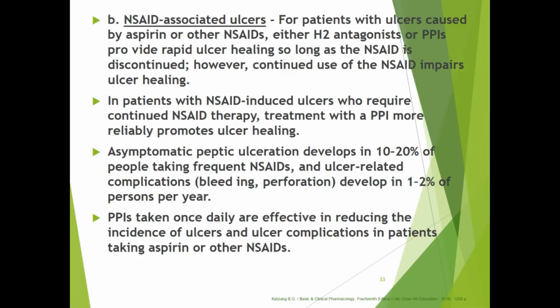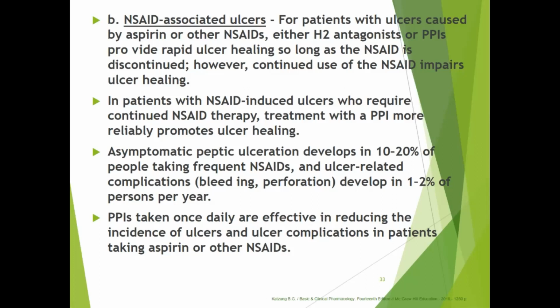In patients with a non-steroid anti-inflammatory induced ulcer who require continued non-steroid therapy, treatment with a PPI more reliably promotes ulcer healing. Asymptomatic peptic ulcer may develop in up to 20% of people taking frequent non-steroid anti-inflammatory drugs, and ulcer-related complications, bleeding and perforations, develop in 1 to 2% of persons per year. The first very dangerous symptoms are black color of the stool, that is melena, dizziness, cold extremities, anemia, tachycardia, which are symptoms of bleeding from the ulcer of the stomach.